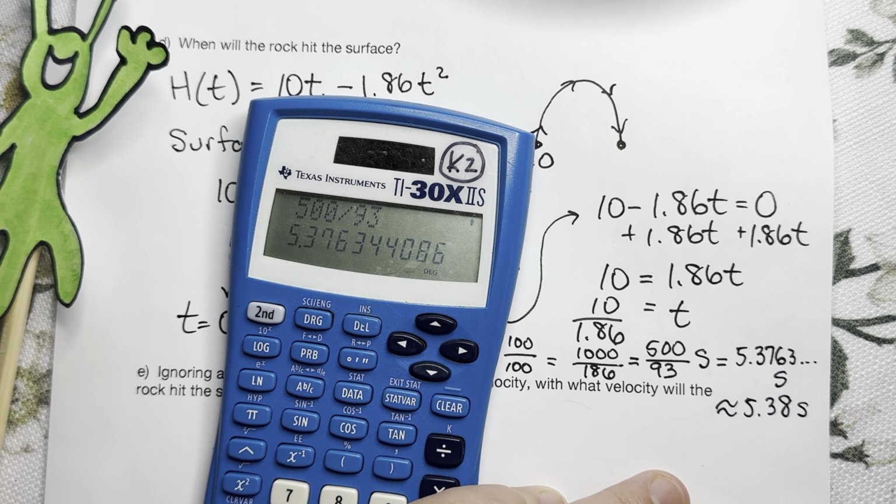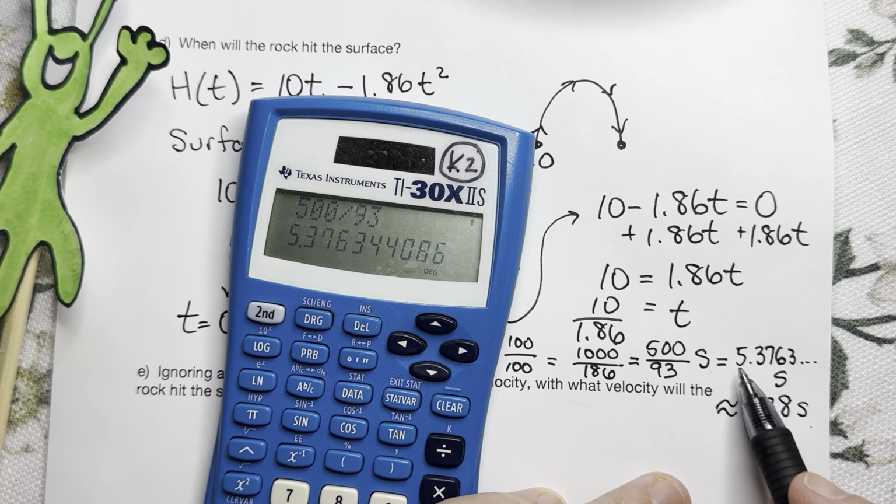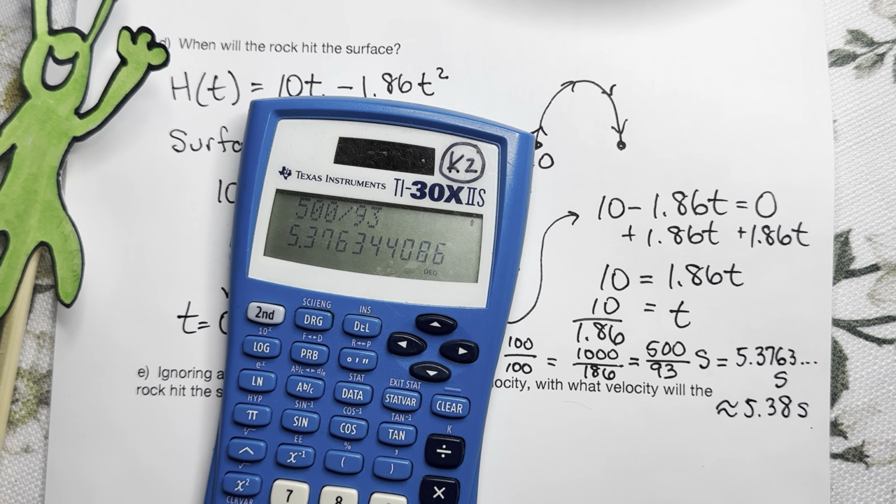And so that will be my estimate. This is an approximation, so I use the wiggly equals. This is exact because I'm just writing down what the calculator tells me.